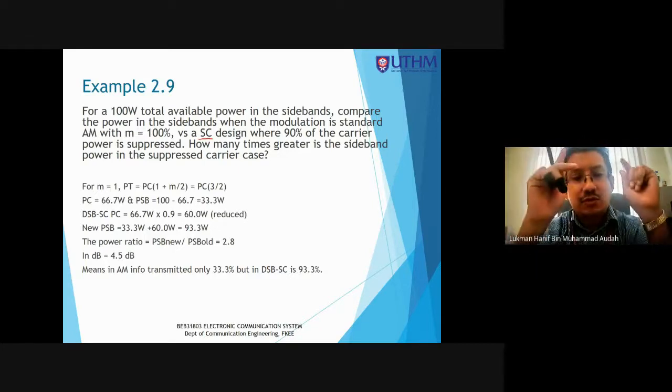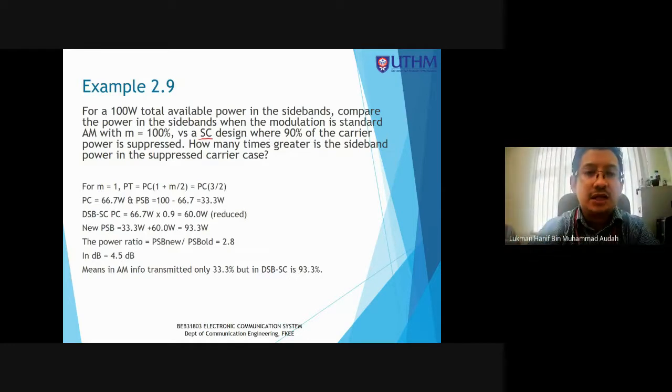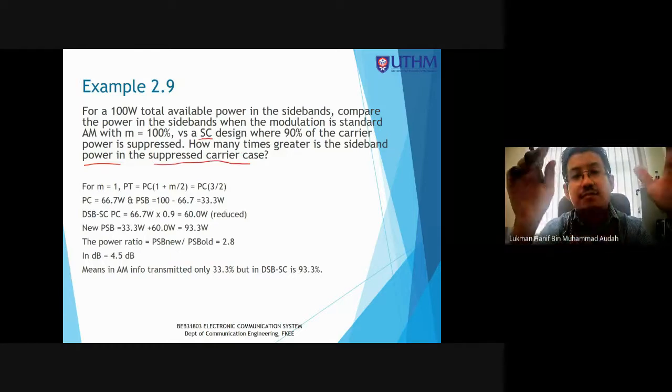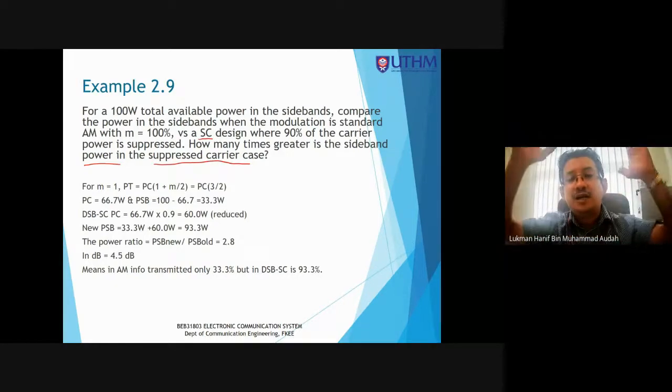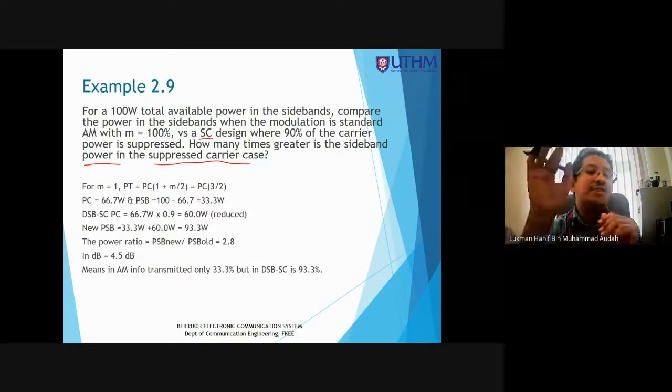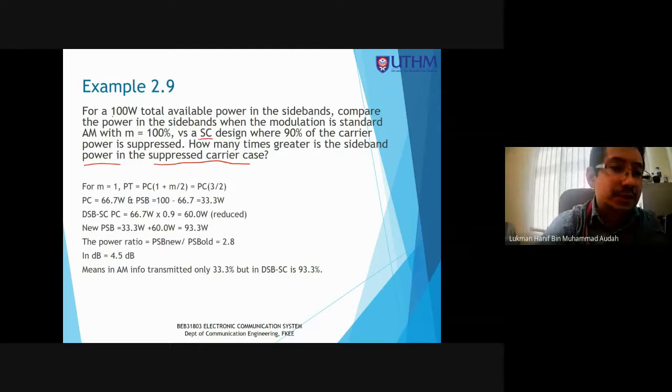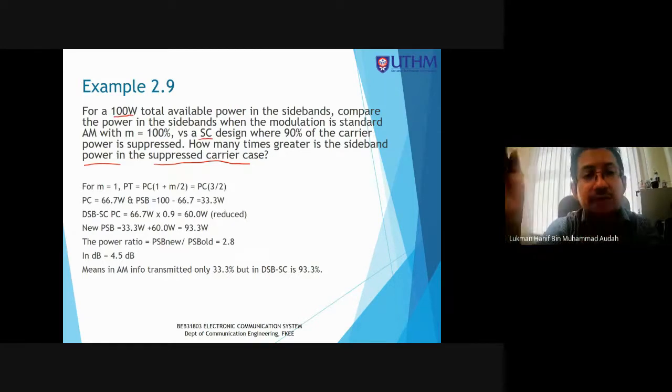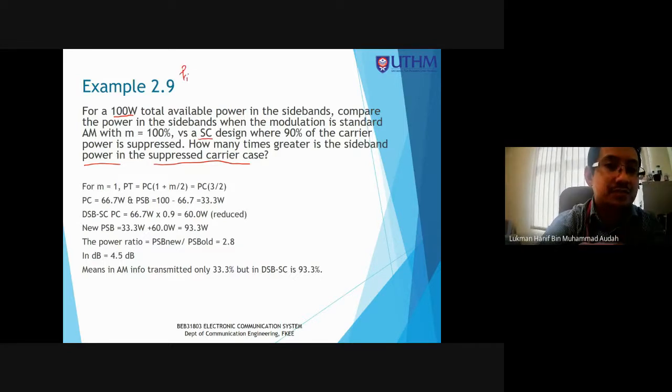Okay. So this question asks how many times greater is the sideband power in the suppressed carrier case. So berapa besar sideband power ini dalam case double sideband suppressed carrier. Okay. So kita akan lihat one by one. So you diberikan 100 watt total power. Total power adalah 100 watt. Okay. P total is equal to 100 watt.